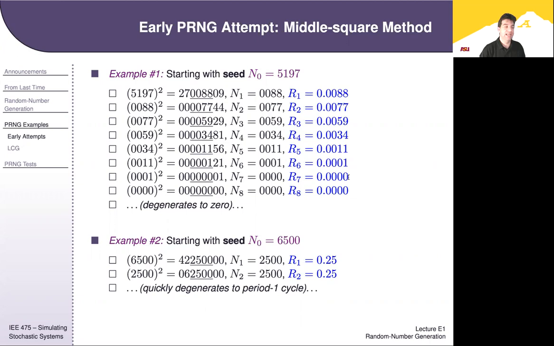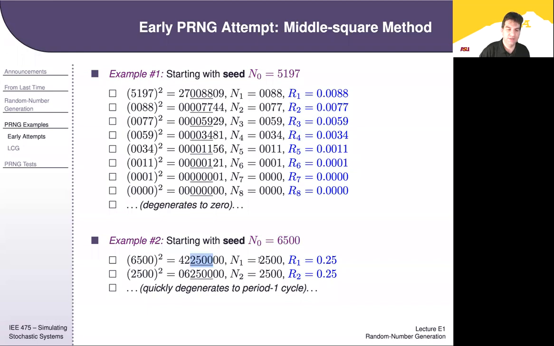And that's something we don't really want, this idea of a bad seed, in a random number generator. You should be able to put any seed you want in there and it'll generate a good stream of random numbers. But in this one, let's say maybe there's another seed I could use. So I'm going to choose 6,500. 6,500, all right, great, squared, and I get 2,500 in the middle.